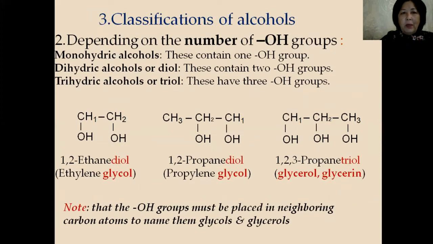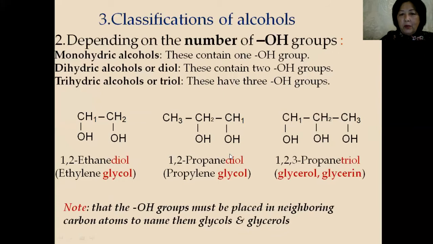Classification 2, depending on the number of hydroxyl groups. Monohydric alcohol contains only one hydroxyl group. Dihydric alcohol, or diol, contains 2 hydroxyl groups. And trihydric alcohol, or triol, has 3 hydroxyl groups. The first compound contains 2 carbon atoms and 2 hydroxyl groups, and the name of this substance is 1,2-ethanediol, ethylene glycol.